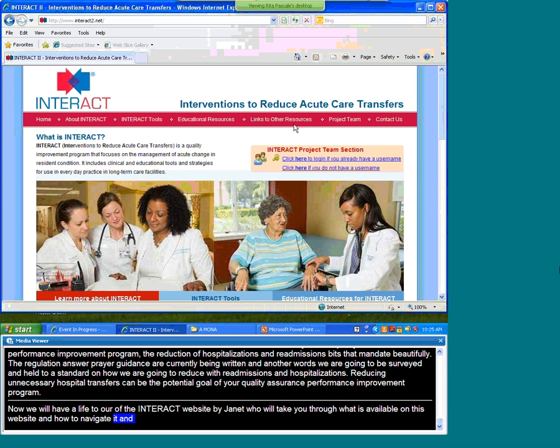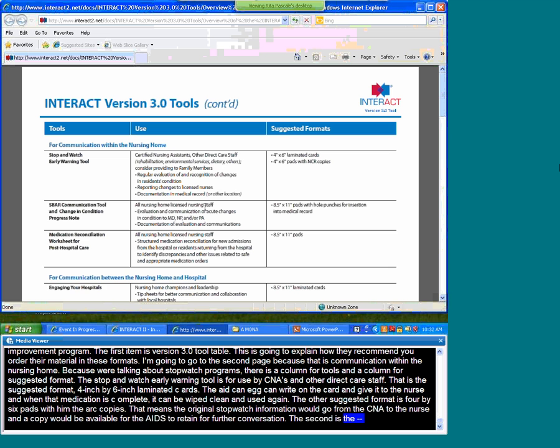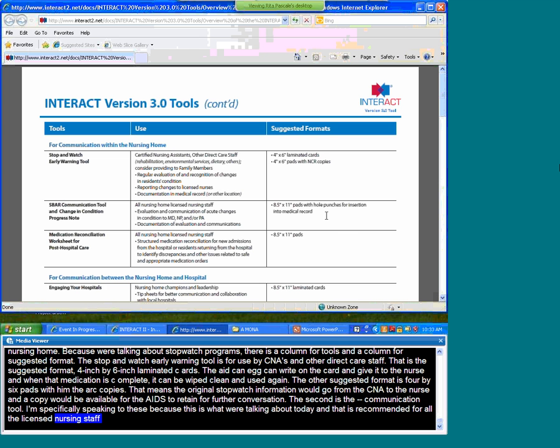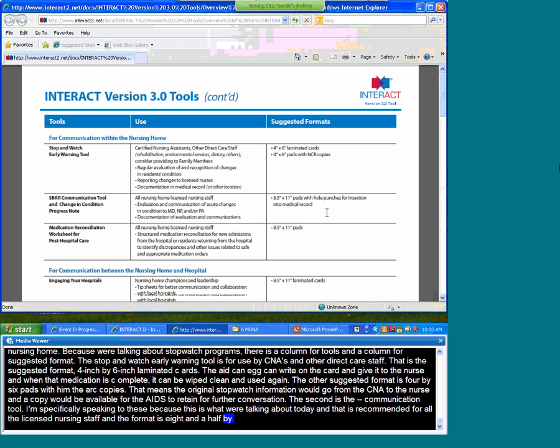And that's recommended for all the licensed nursing staff. The format is 8.5 by 11 pads with a hole punch for insertion directly into your medical record, because this is also a progress note, and there's really no reason for duplication.